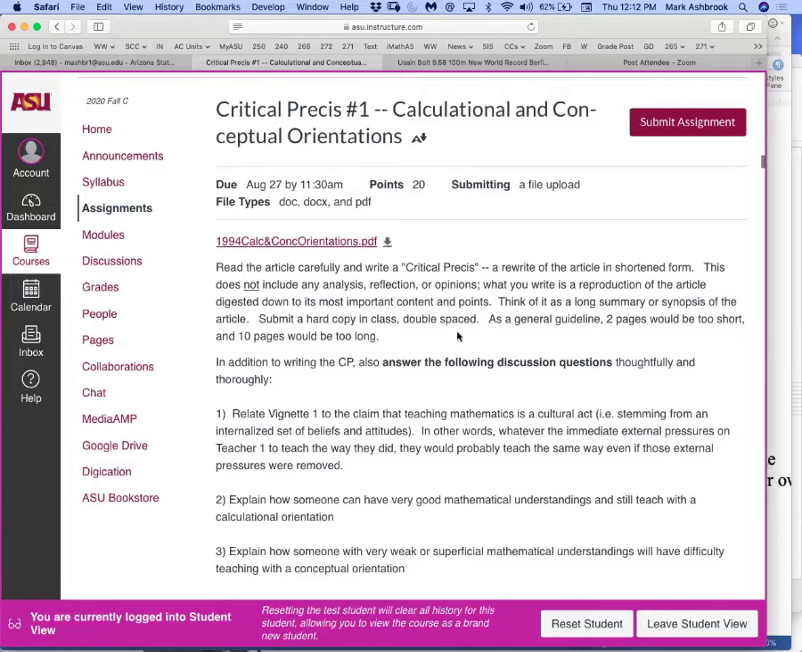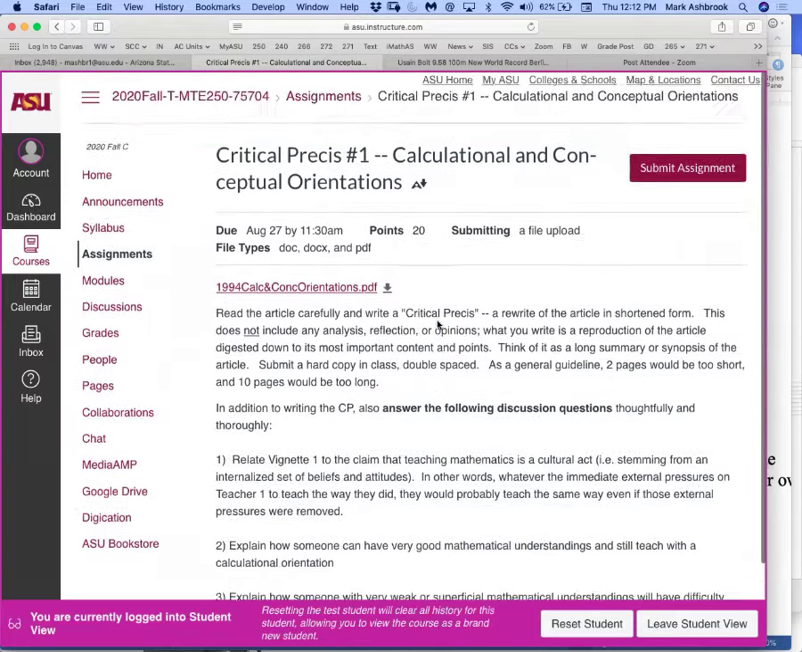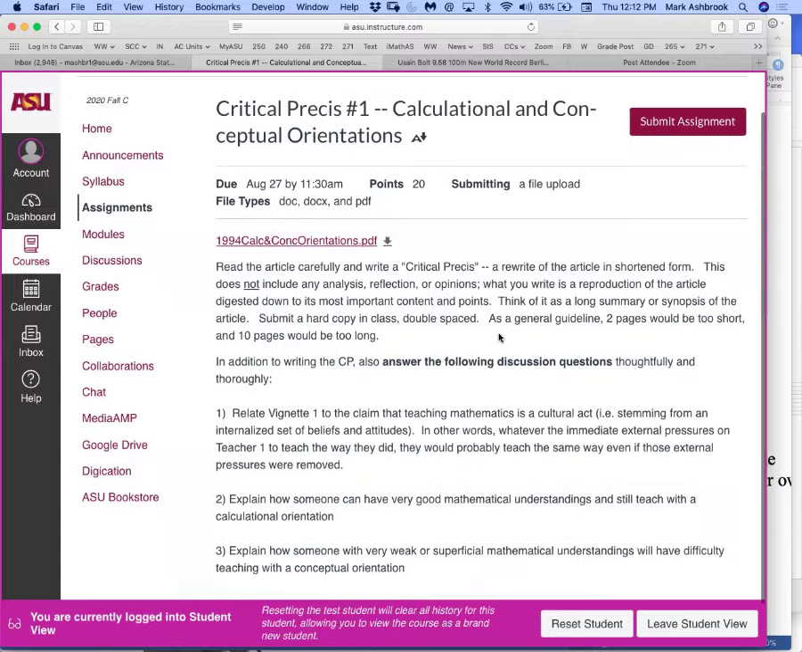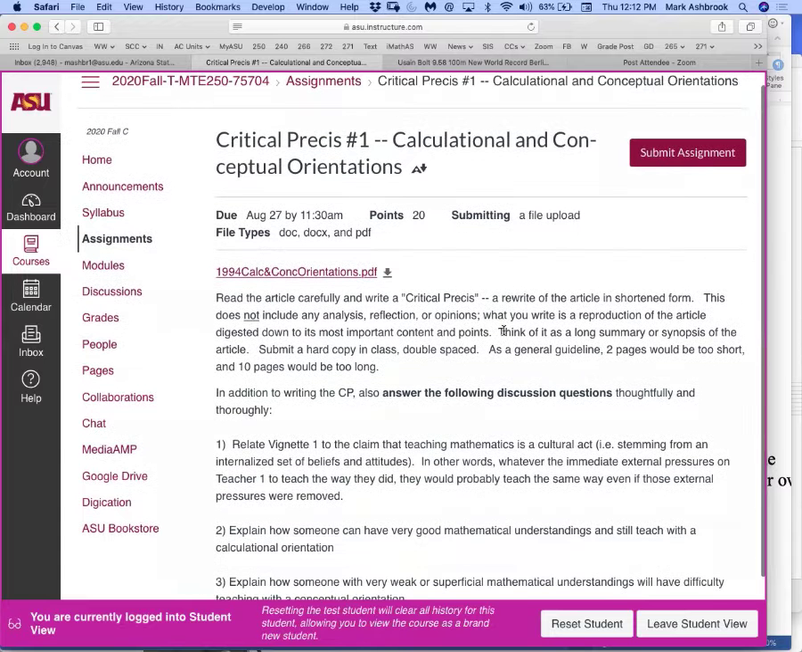Submit a hard copy, this is not true. You're going to submit everything online. So there will be a place, yeah, submit assignment. So wherever you find the instructions for the assignment, if you're submitting something written, then that's the place to submit it as well. As a general guideline, 2 pages would be too short, 10 pages would be too long. That's just a very general guideline. Like I said, if it's a longer article, it's going to need to be a longer précis, okay?